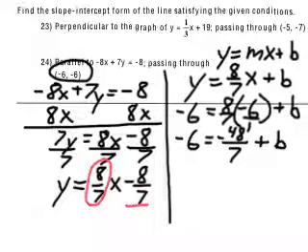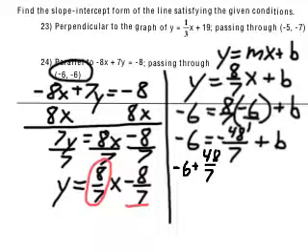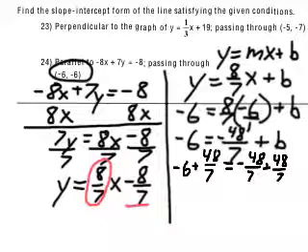Alright, so we have to add a positive 48/7 to both sides. So negative 6 plus 48/7 equals negative 48/7 plus 48/7 plus b. Okay, so the negative 48/7 and the positive 48/7 cancel each other out. They added together, they become 0. So on the right side we've got b.